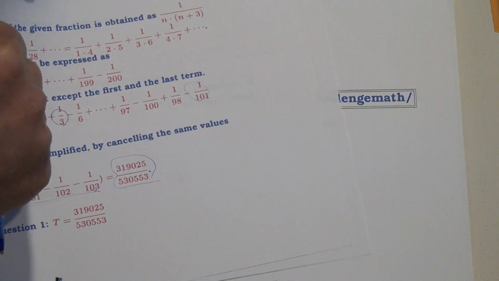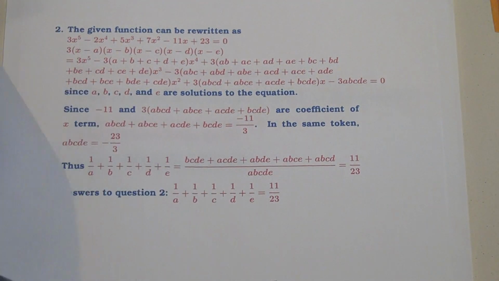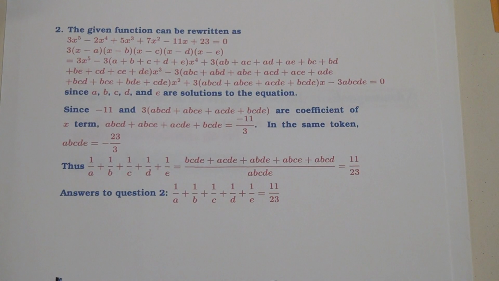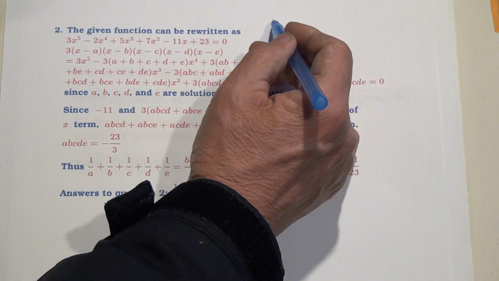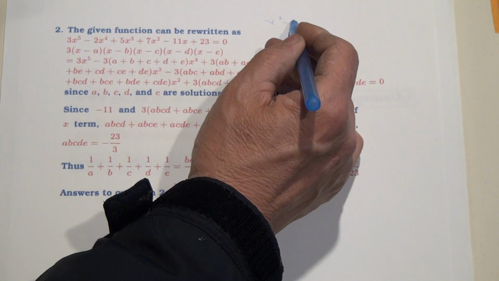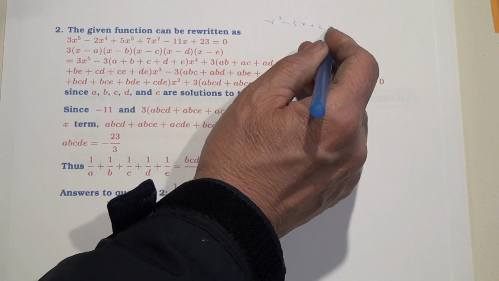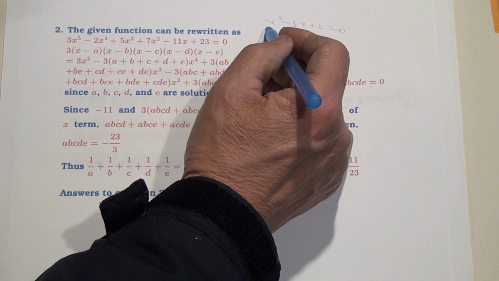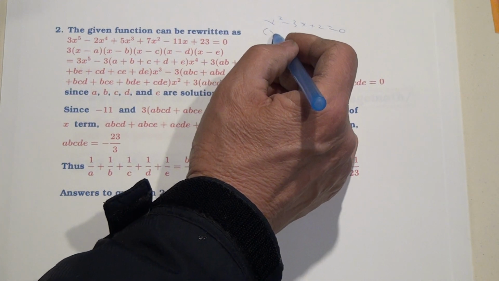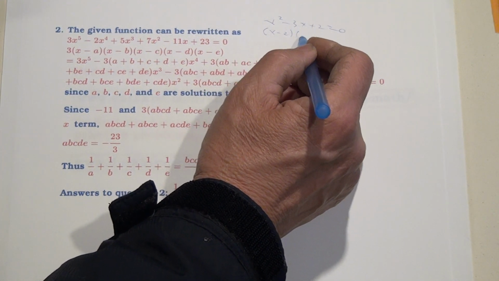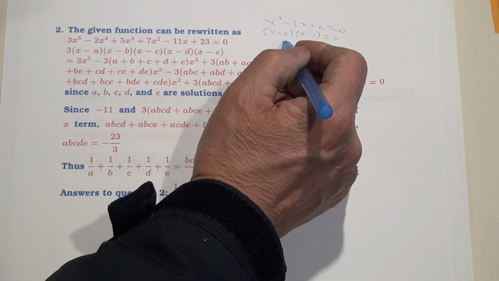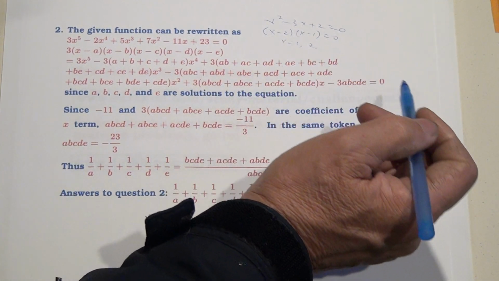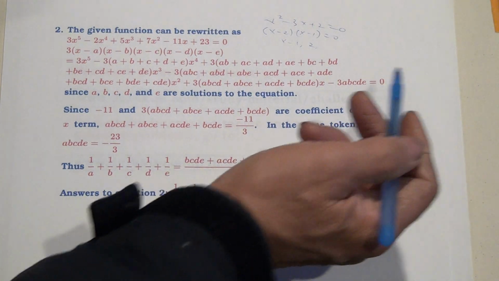Now let's go over the next question. To get the idea clear, let's see here. If you have x squared minus 3x plus 2 equals 0, for example, how do you get the solution? To get the solution, you factor. Then x will be 1 or 2. Clear?